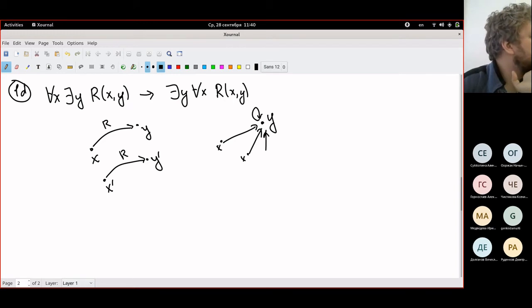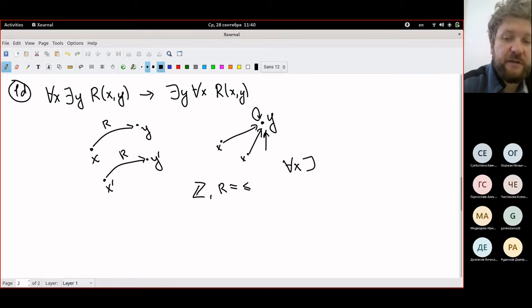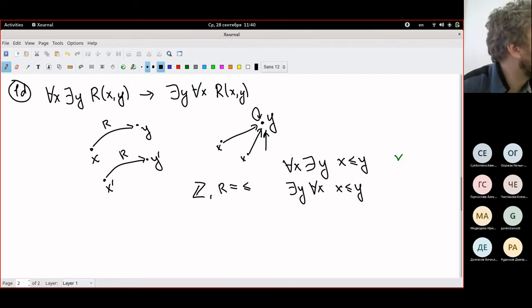So the standard counterexample could be as follows. For example, consider as our support set just integers, and R is inequality. Then you can say that for all x, there exists y such that x is less or equal than y. This is, of course, true. We can take x plus 1, for example, or x itself. But there exists y such that for all x, x less or equal than y would mean that y is the maximal element, right? Is greater or equal than anything. And this is false.